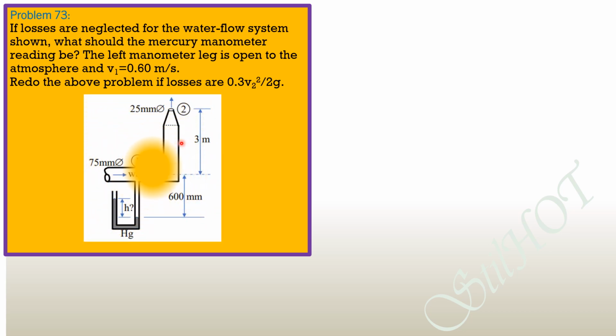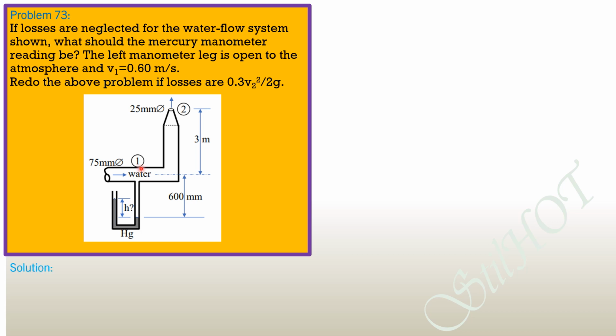So here is the given figure. Point 2 is exposed to the atmosphere, point 1 is closed. We have a pipe and we have an open manometer attached or tap into the walls at section 1.